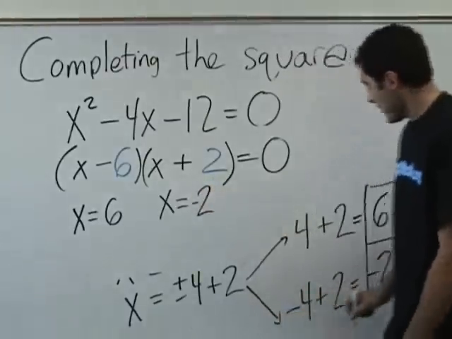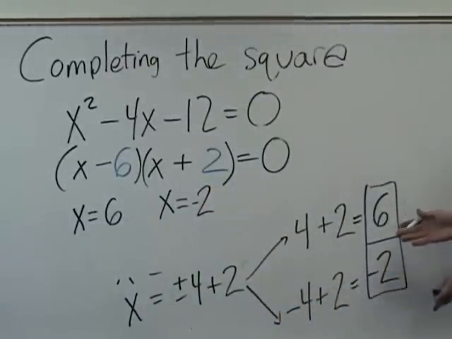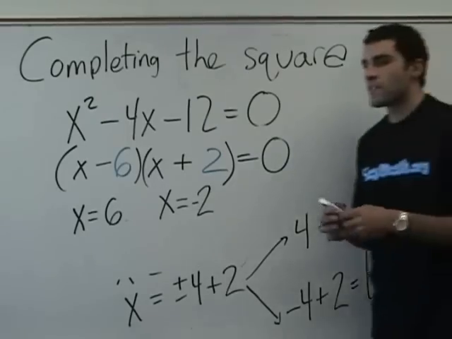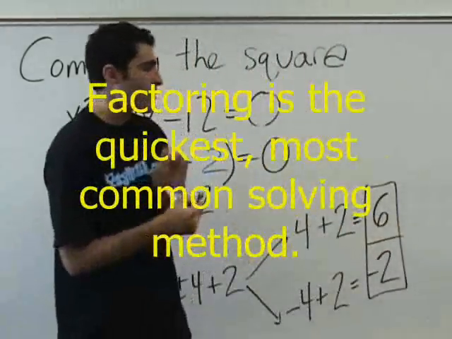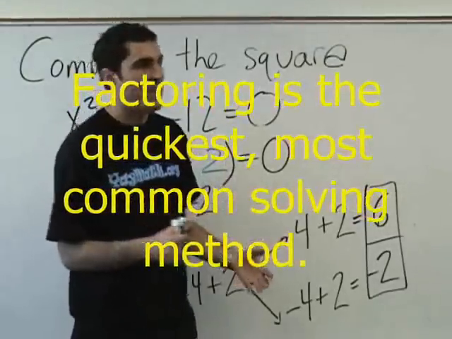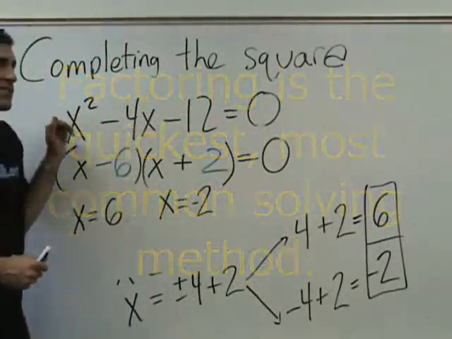That's so much easier. Here you go. 6 and negative 2. Right here. But if they factor, you don't have to. So here's the moral of the story before we do our last problem. The moral of the story is factoring is the best, quickest, fastest way to solve these types of equations.